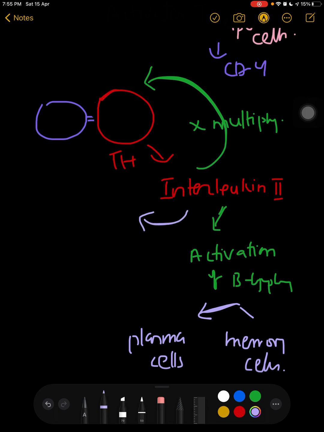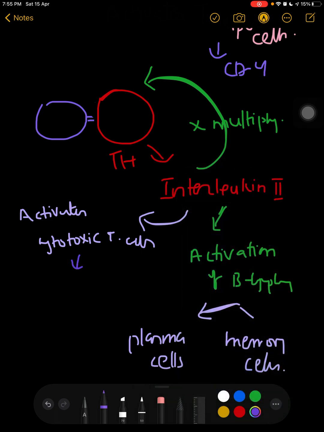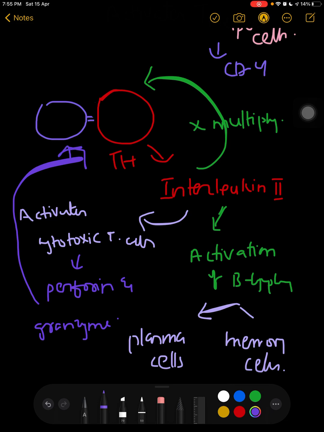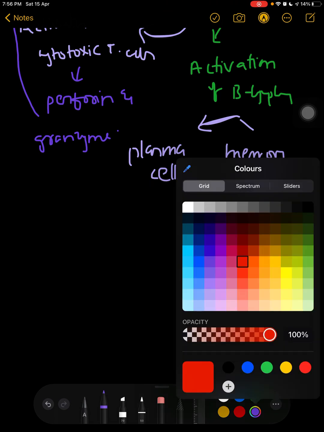And then this interleukin 2 will also activate cytotoxic T cells, and these cytotoxic T cells will produce perforin and granzyme, and this perforin and granzyme will attack this cell and kill it. So this is the role of interleukin 2, and this is how the TH helper cells activate and how it actually works. Now this was all part of cell mediated immunity.